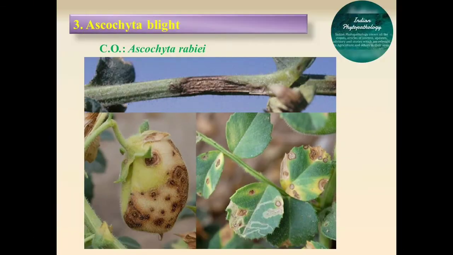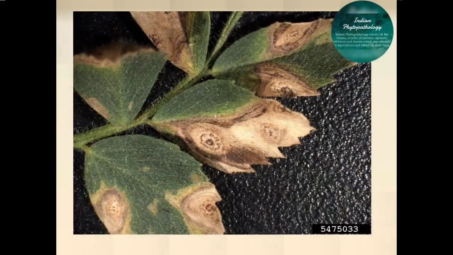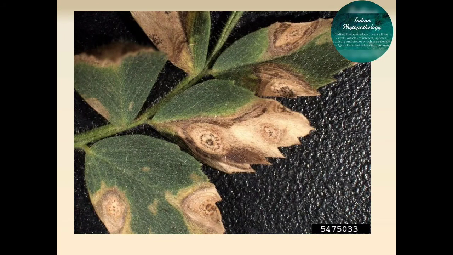The next disease is Ascochyta blight, and the causal organism is Ascochyta rabiei. You can see the symptoms of this Ascochyta blight. All plant parts are affected due to this Ascochyta rabiei. Symptoms appear on leaves as initially it shows water-soaked lesions. Symptoms include small circular brown spots on the leaves. Under favorable conditions, these spots enlarge rapidly and coalesce and form big patches and show a blighted appearance.